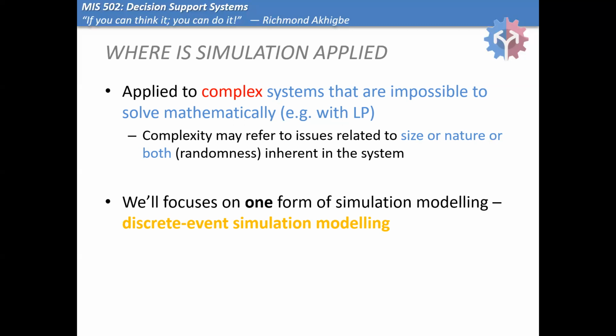So it's not just size. It has to do with the nature of the problem, or in the real world, many times what you deal with is both the size issue and the nature issue, right? So it is both about the size and the nature. So we have built up a case for simulation, but as I told you, simulation can be of so many different types. We'll be focusing on a particular kind of simulation, which is called discrete event simulation.